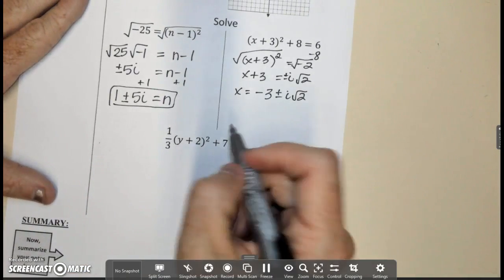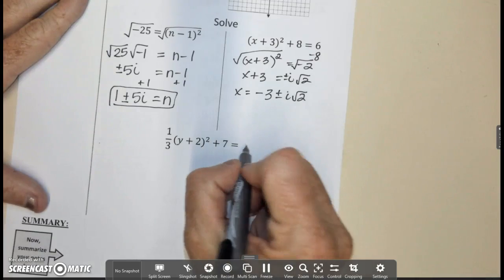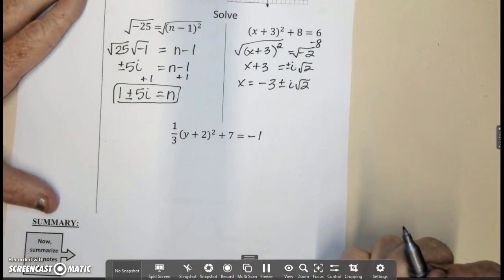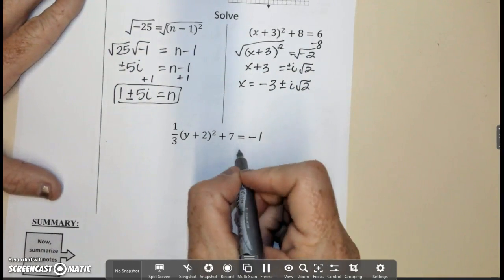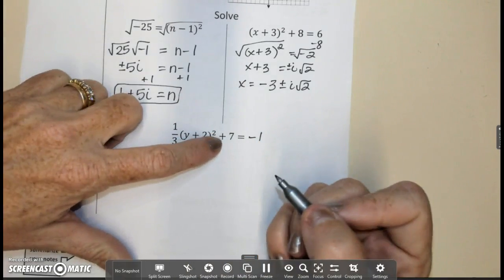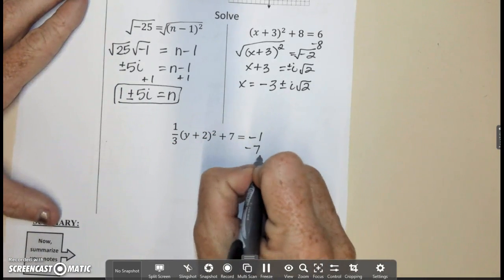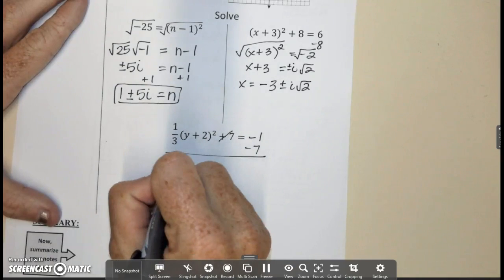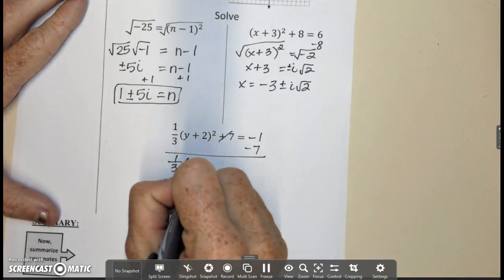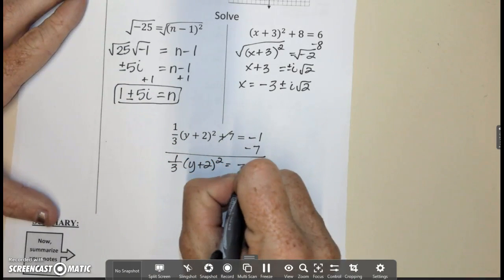Alright, last one. This should have been plus 7 equals negative 1. I'm not quite sure why it dropped our numbers off like that, but that's okay. Alright, so first thing I'm going to handle is this 7. I'm going to subtract it from both sides. So I get 1/3 y plus 2 squared equals negative 8.